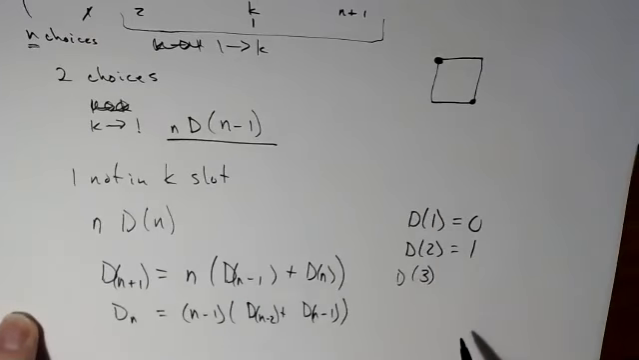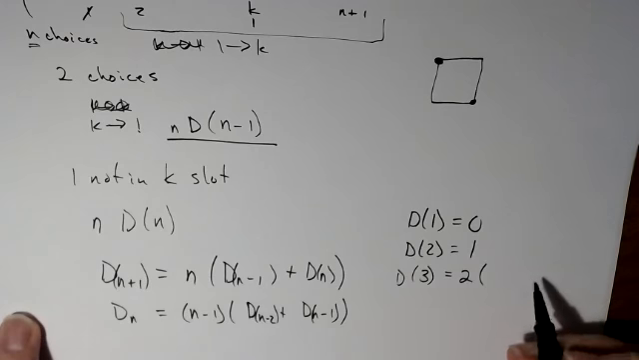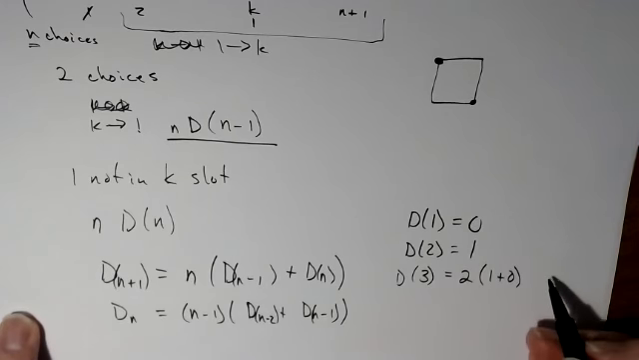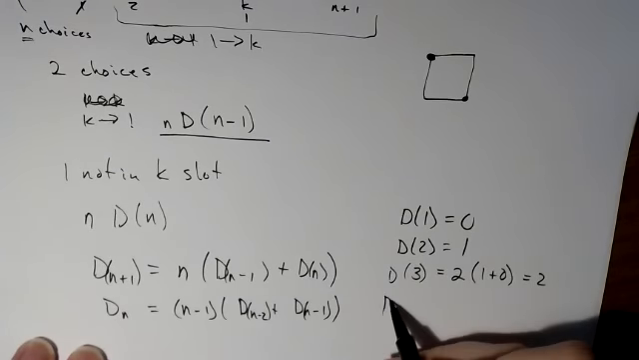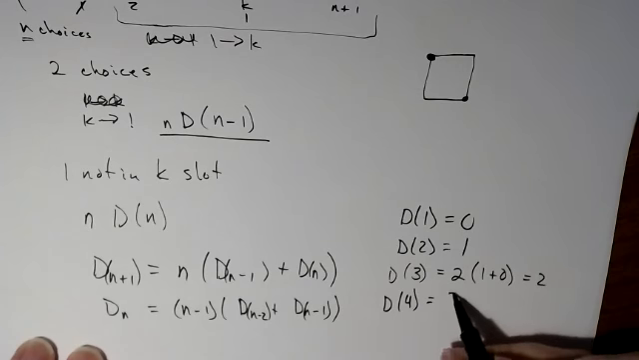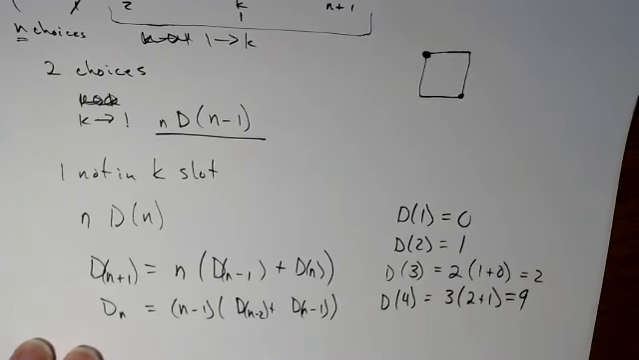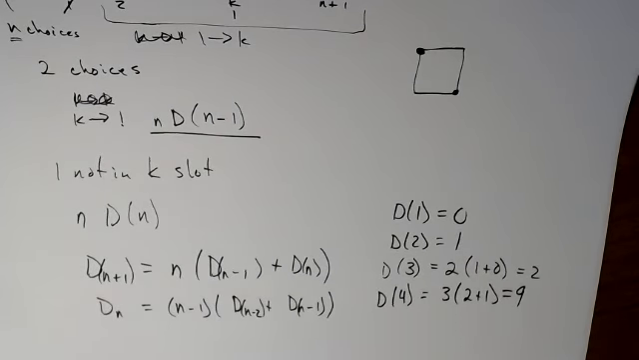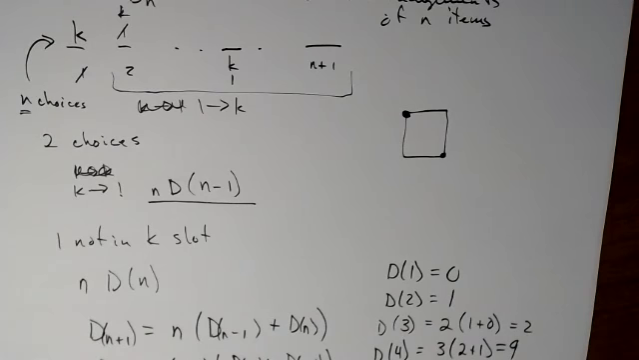So D3, that'd be 2 times 1 plus 0. That would be 2 ways to derange 3 items. And D4, that'd be 3 times 2 plus 1. That'd be 9 ways to derange 4 items. And 9 agrees with what we did.